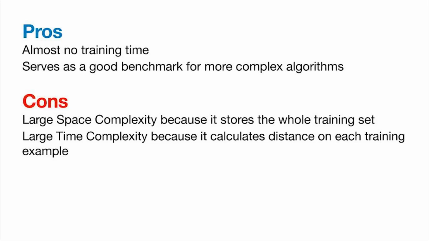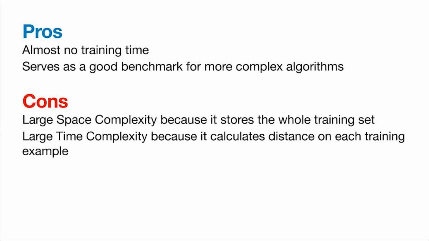So what are the pros? The first one you already know, there is no training time because it doesn't do the training. It's a lazy algorithm. The second one is that it serves as a good benchmark for more complex algorithms. What do I mean by that? Let's say you have a lot of training data, tens of thousands of examples, and you are training a really large deep neural network, and it is taking a lot of computation and a lot of your time. You just use KNN and get a good benchmark.